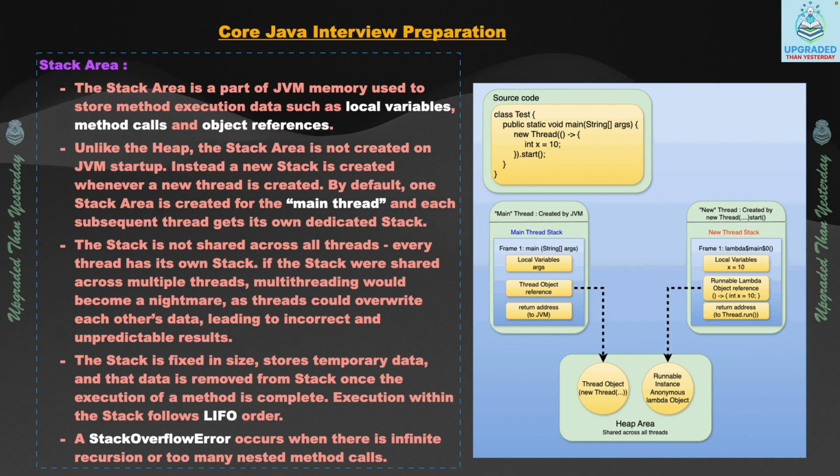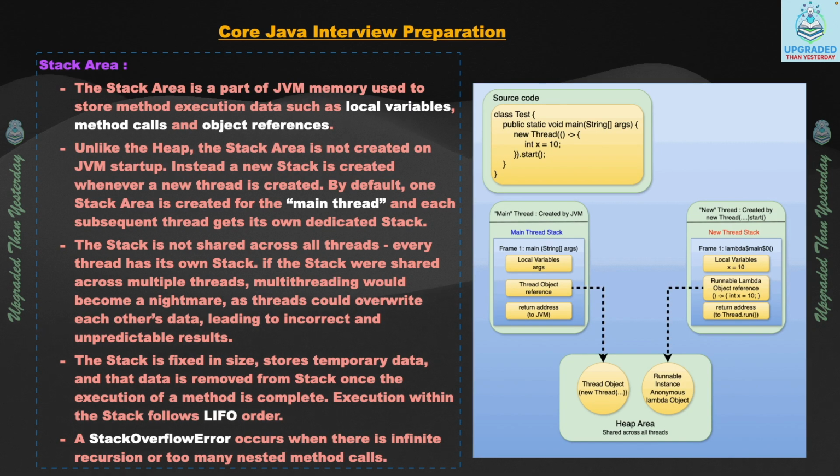Look at the diagram. There is a class Test with a main method. Inside the main method, a new thread is created using a lambda expression to implement the Runnable interface, with the run method containing a local variable x equal to 10. In this case, there are two threads created, the main thread and the new thread.